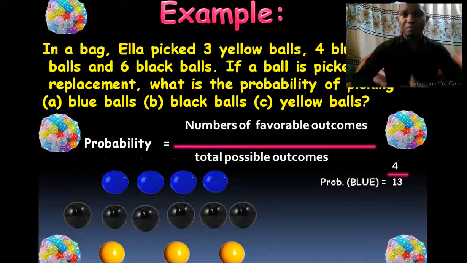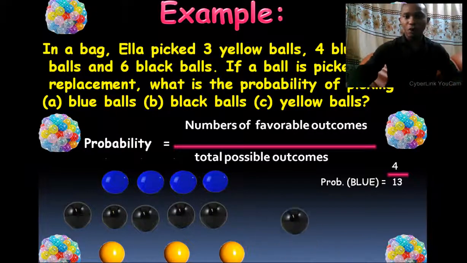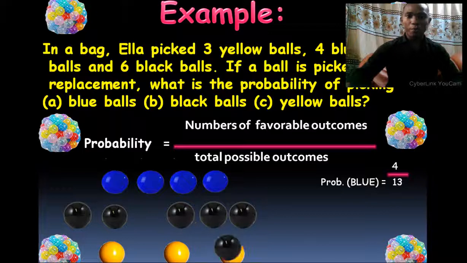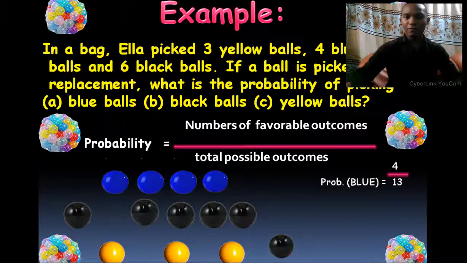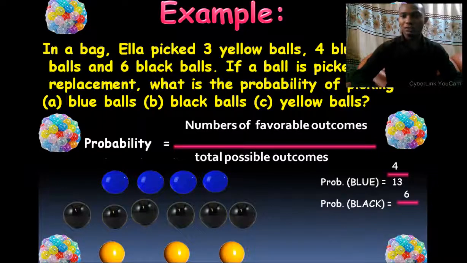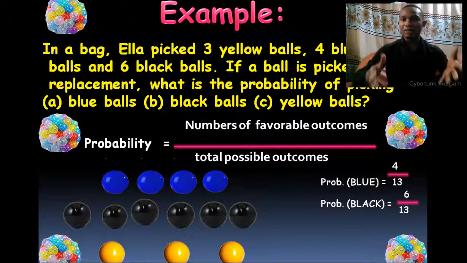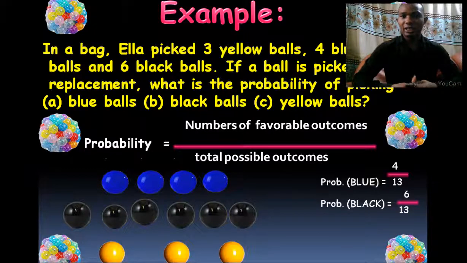Now let's move on to the next question. What's the probability of picking black balls? How many black balls do we have? Let's count. We have 1 picked and returned, 2 picked and returned, 3 picked and returned, 4 picked and returned, 5 picked and returned, and the last one was also returned. Then the probability of picking black balls is 6/13, because we have 6 black balls there, and the total number of balls in the event is 13.